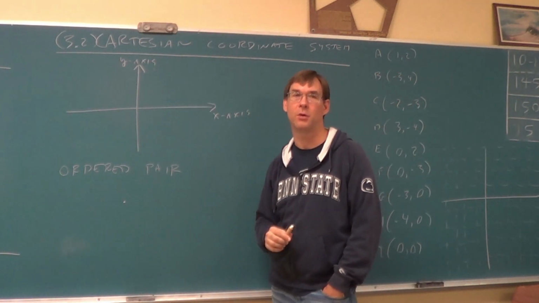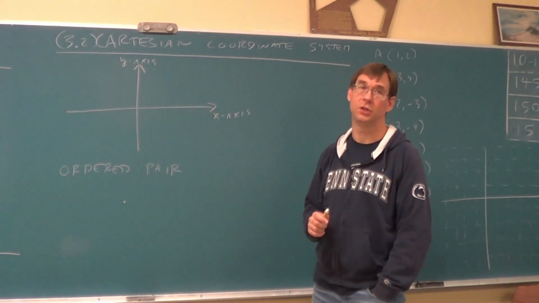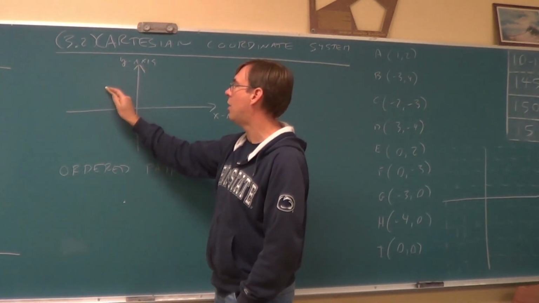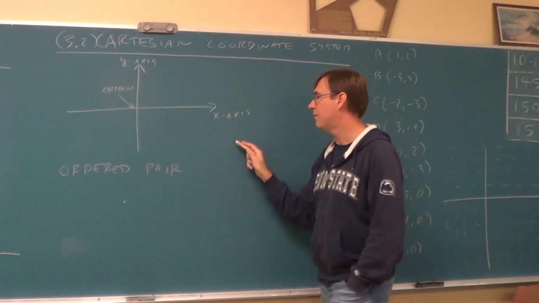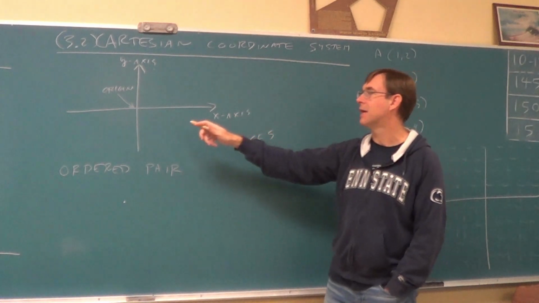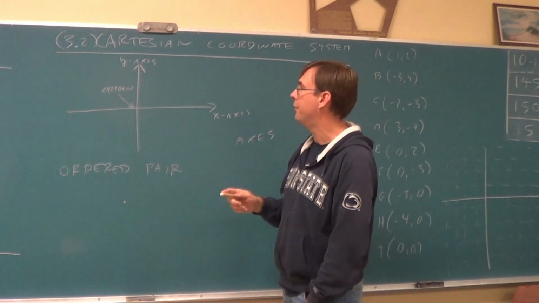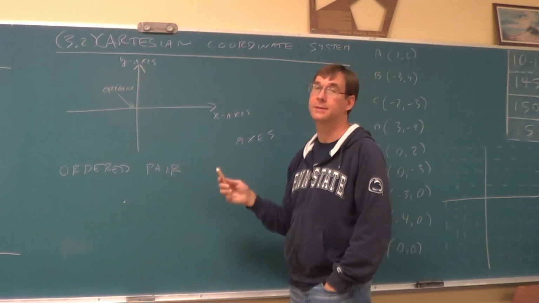There's a few other names that we're going to hunt down. Origin? There's an origin. Where's the origin? It's right where they cross. So that single spot where the axes, the plural of axis is axes, touch, that's where the origin is. Somebody said quadrants. All four of these zones are called quadrants.